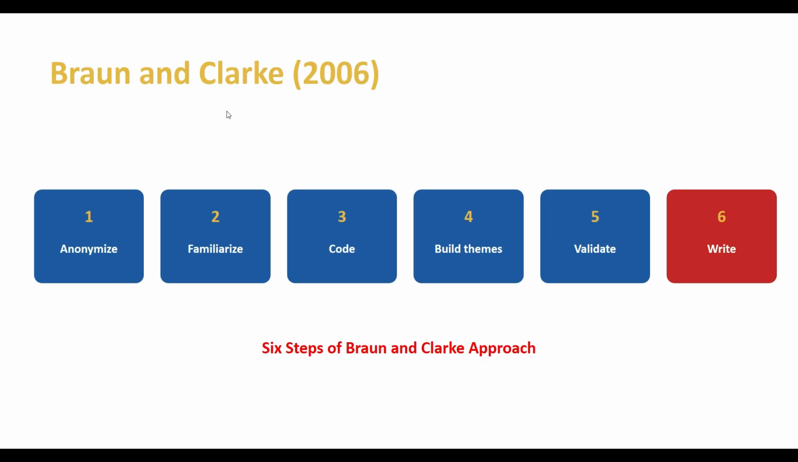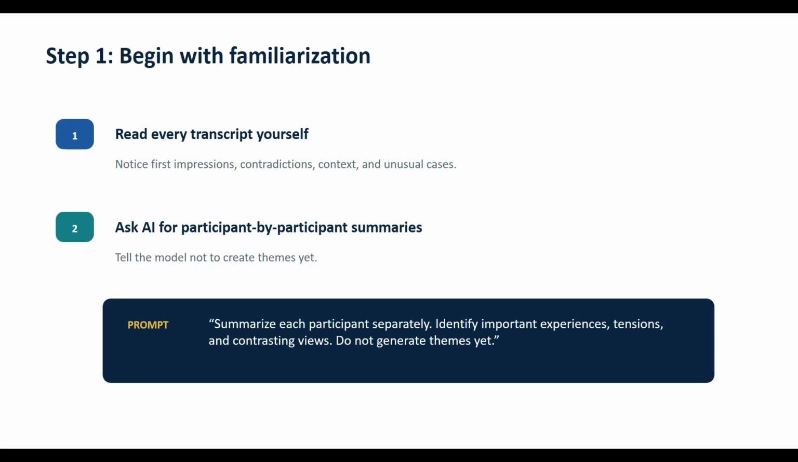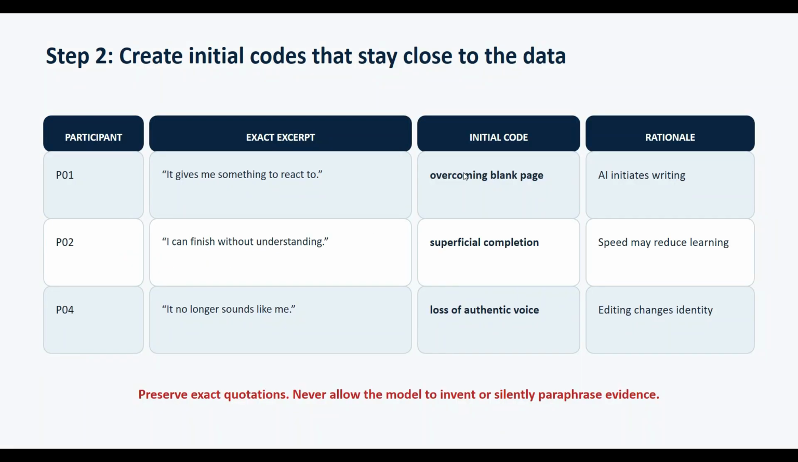We are going to use the 6 steps of the Braun and Clarke approach. Step 1 is anonymize, step 2 is familiarization, step 3 is coding, step 4 is building themes and sub-themes, step 5 is validation, and step 6 is write and interpret the findings. In familiarization, read every transcript yourself, noticing first impressions, contradictions, context, and unusual cases.